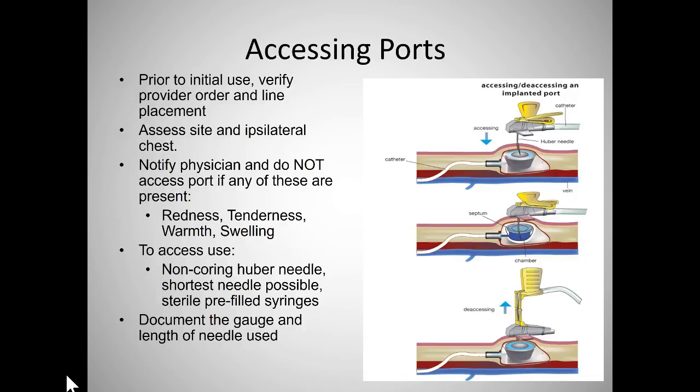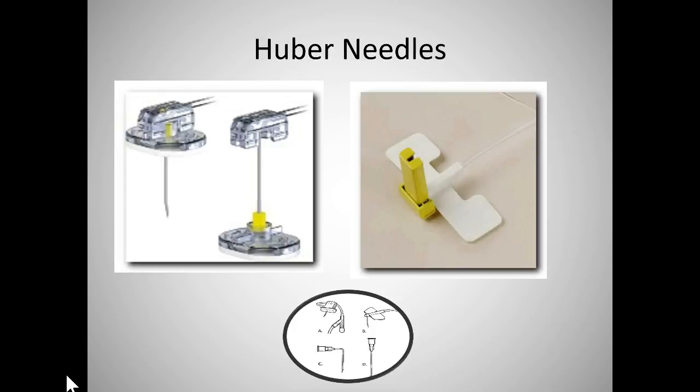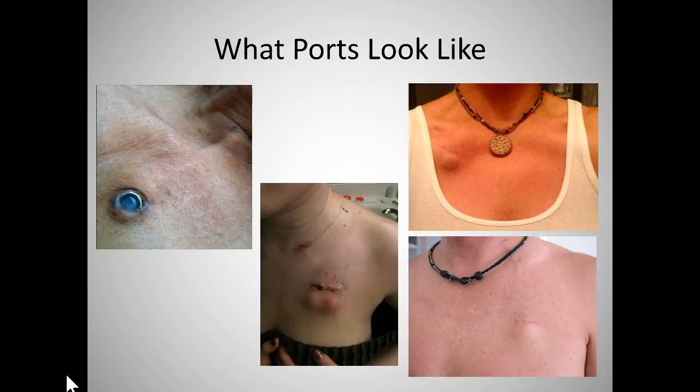Currently, we are working with vendors to develop a one-grab port accessing kit that includes everything that is needed to access ports. At this point, we don't have those. We have to grab different supplies from the supply room, but hopefully in the near future, we'll have a one-grab kit so we can access these quickly and effectively. Here are a couple pictures of different types of Huber needles. And here are some pictures of what ports actually look like, good ones and bad ones.